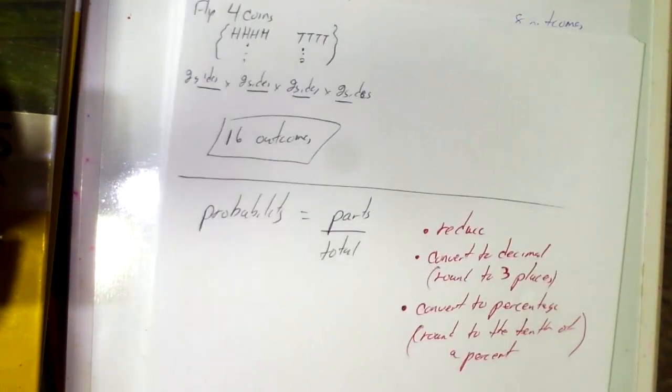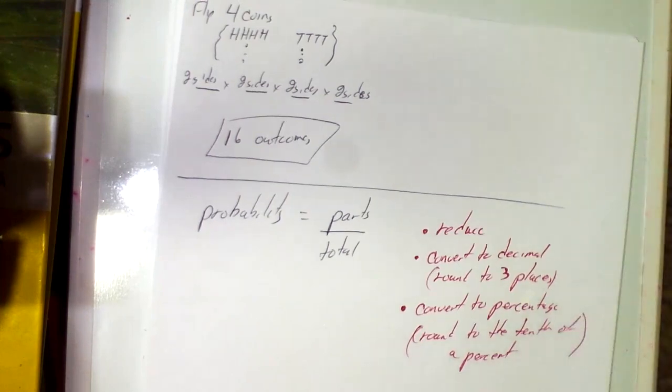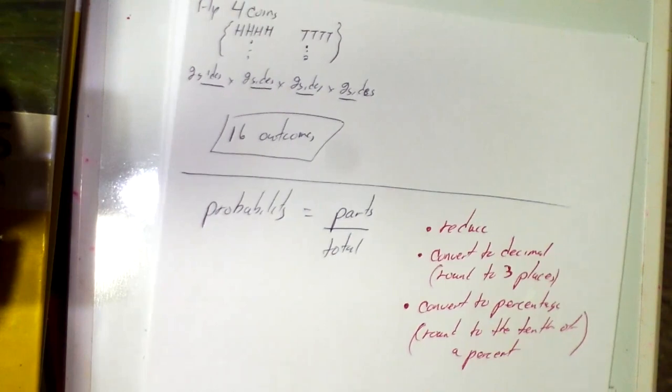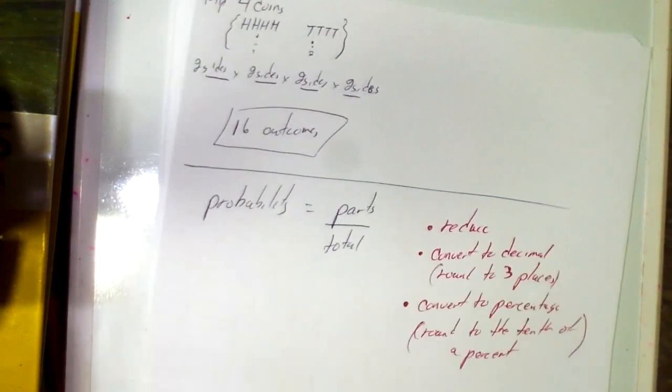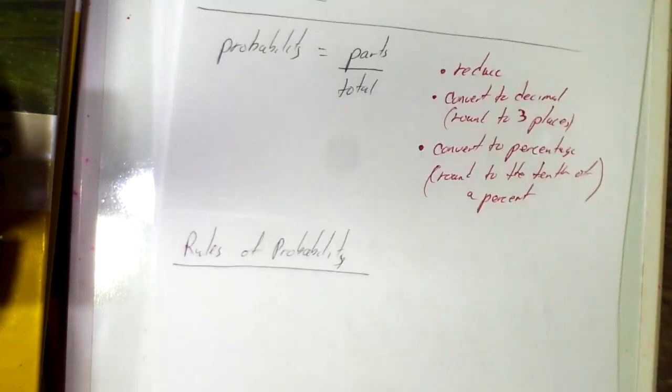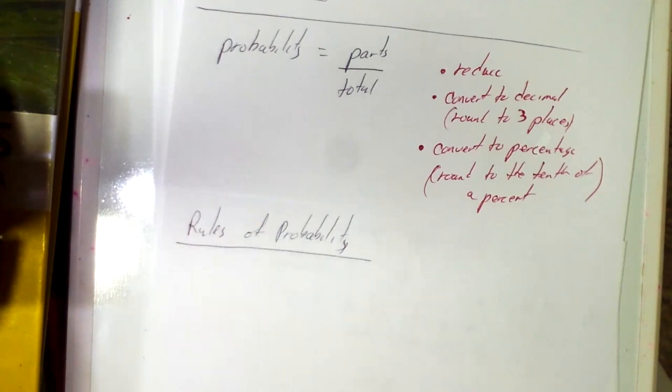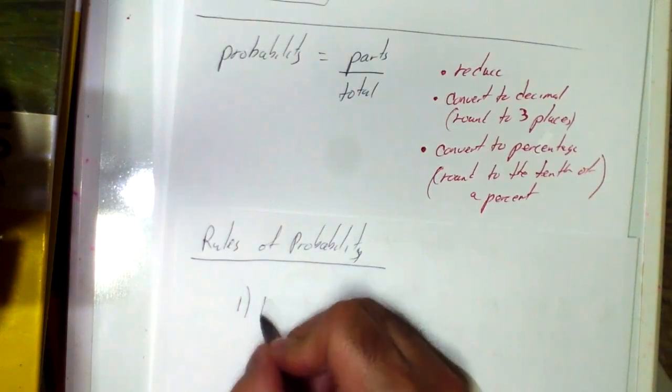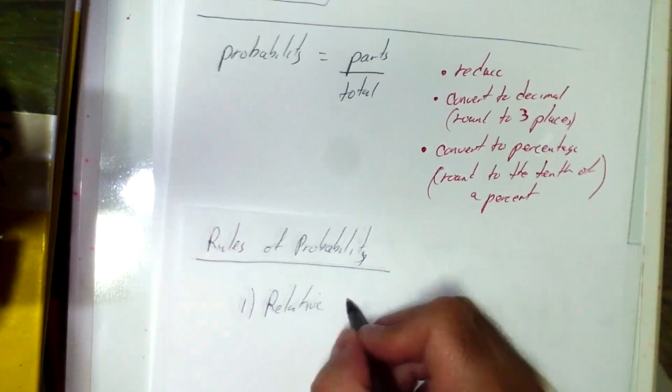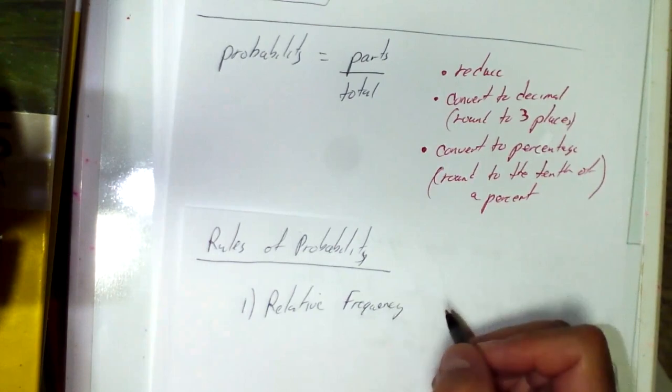All right, well, let's do some of the examples in the book so you can see how it works. But before that, let's go through some of the rules of probability. There are some rules that correspond to probability. All right, so let's look at some of the rules. The first rule is called the relative frequency approximation.